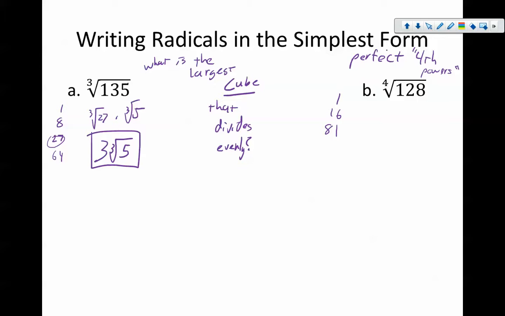So we're going to look for the perfect fourth power that multiplies into 128. I bet it's going to be 16. Hey, look at that. The fourth root of 16 times the fourth root of 8 equals the fourth root of 128. Notice I used a perfect fourth power this time instead of a perfect cube because it's a fourth root. Well, this is 2, so my simplified answer is 2 fourth root 8 because I took out a perfect fourth power.